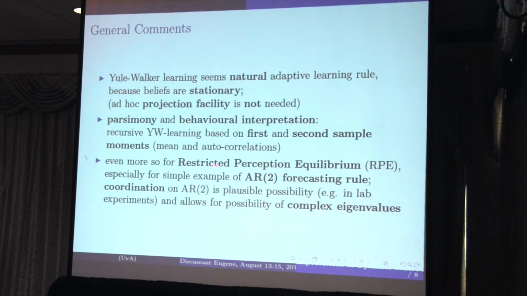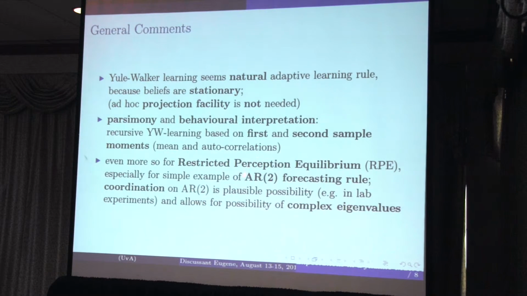Now, also, I like the example of the restricted perception equilibrium, especially the focus on an AR(2) forecasting rule. Okay, and I like that because actually that is what we saw in some of the learning to forecast experiments we have been doing in Amsterdam. I'll say more about that in a moment.